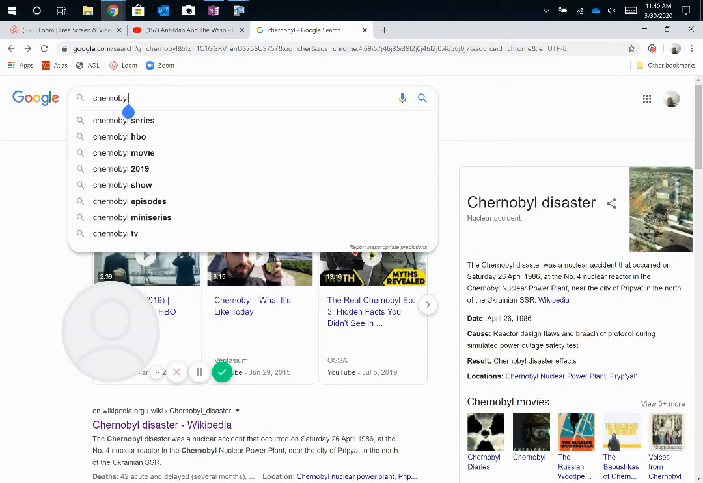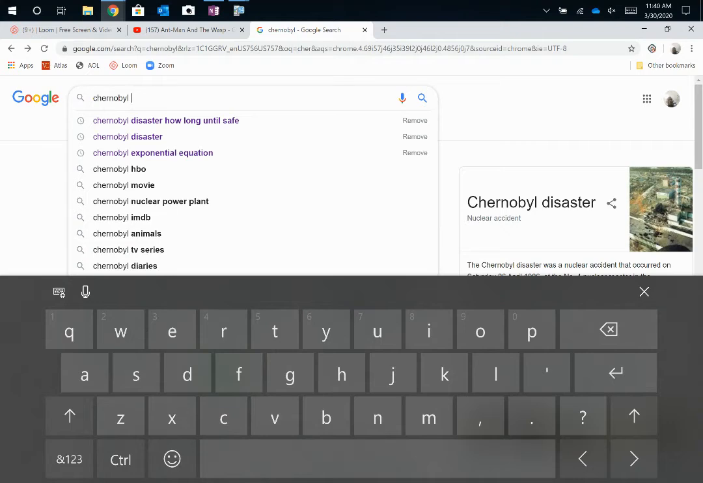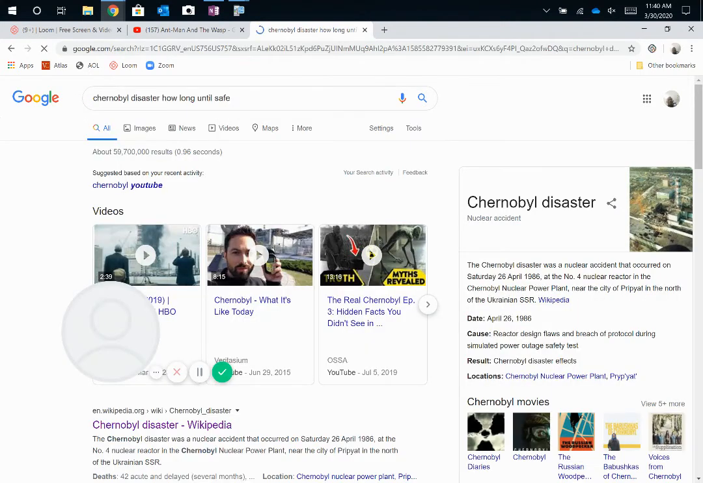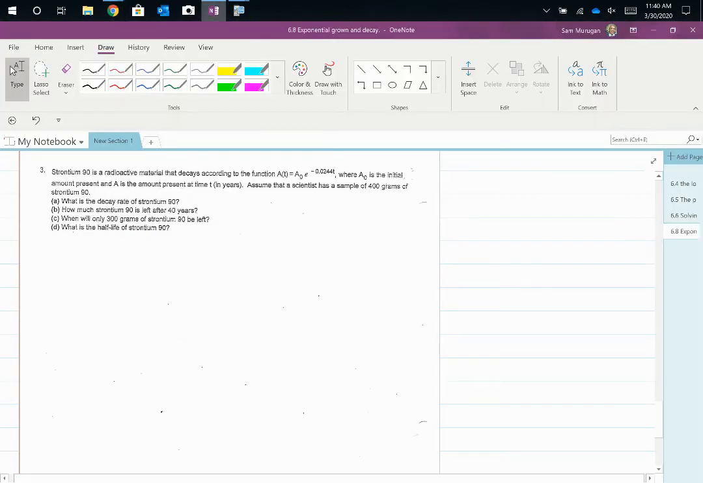I put in Chernobyl and how long until safe, and you can see that it will take anywhere from 20 years to several hundred years for it to be completely safe for people to enter Chernobyl without radioactive suits, or for the people to leave Chernobyl. So there are whole generations of families that are going to be stuck in Chernobyl that are not able to leave.